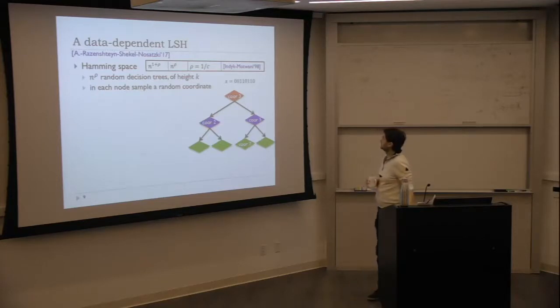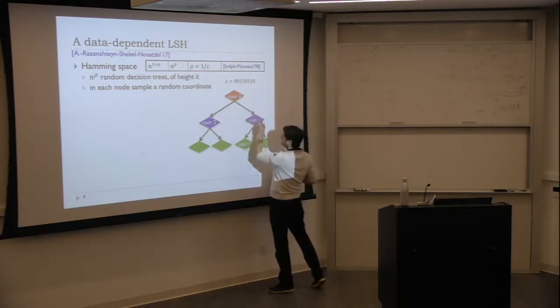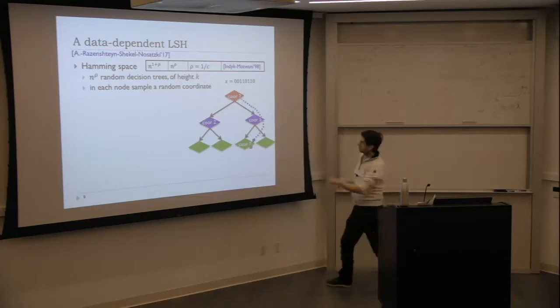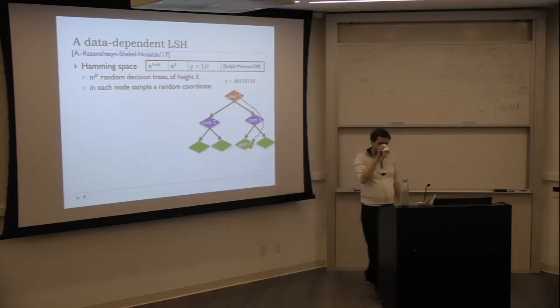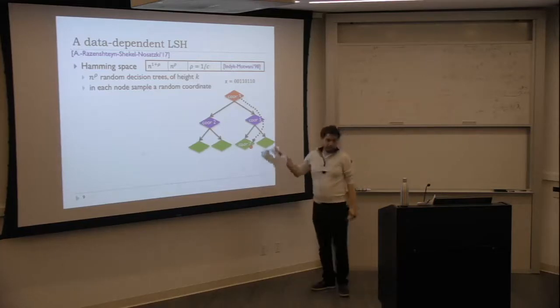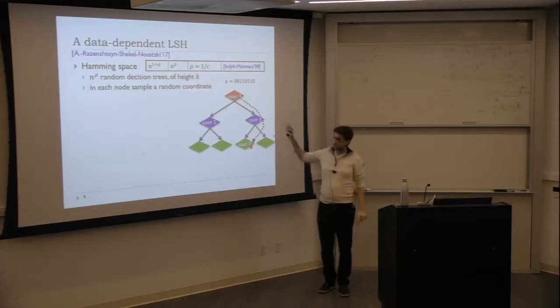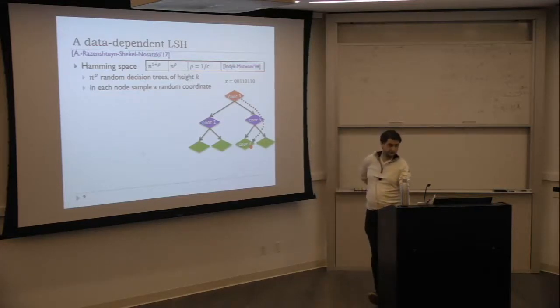Just to give an example, here is an X. We look at coordinate 3 first. It's a 1, we go here. We look at coordinate 5 next, it's a 0, so we go here. So X will go here, and suppose this is the leaves. Then this X will be mapped into the bucket corresponding to this leaf. So this is the algorithm. Again, this is exactly equivalent to the LSH algorithm for the Hamming space with bit sampling LSH.